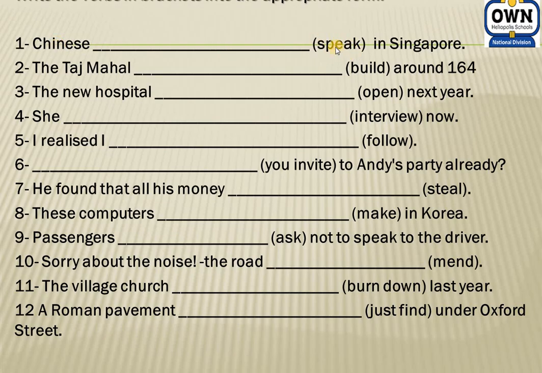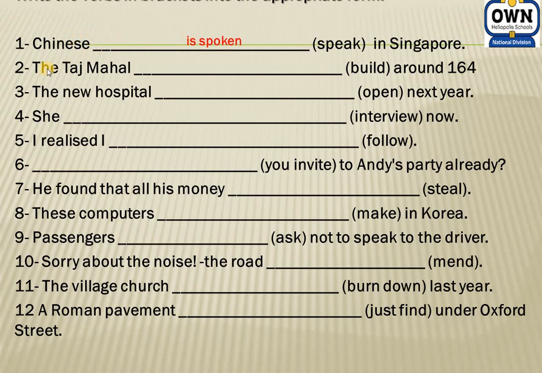The verb here is speak. What is the tense? The keyword tells us it is always present simple. Present simple is a fact or habit. So in the present simple, after the object we put am, is, or are plus past participle. Like this one: Chinese is spoken in Singapore. Spoken is the past participle of the verb speak, and is is used because it is present simple.